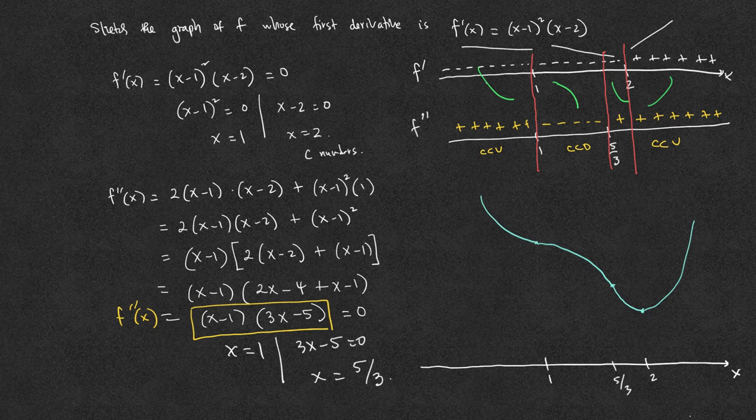We emphasize that in this case, the graph is not unique because we don't know how high and how low these points are. We have an inflection point at x equals 1 because the second derivative changes its sign there, but we don't know how high it is. We have another inflection point at x equals 5/3. We also have a local minimum at x equals 2 because the function is decreasing and then increasing, but we don't know how low it is.